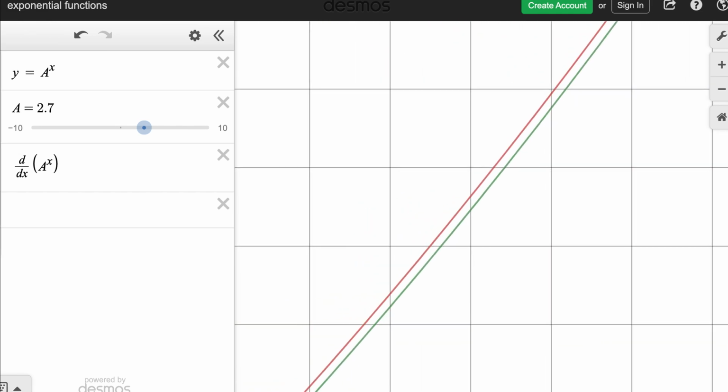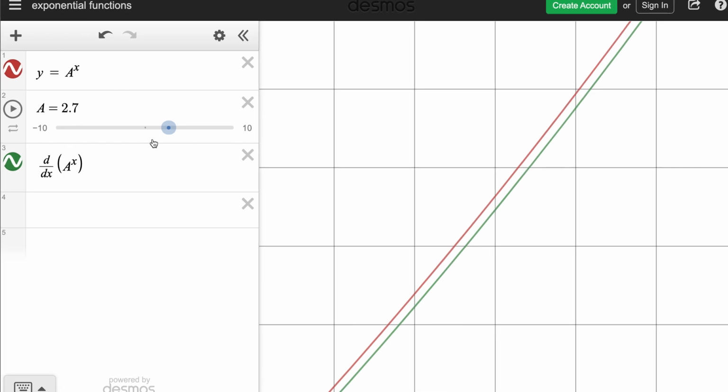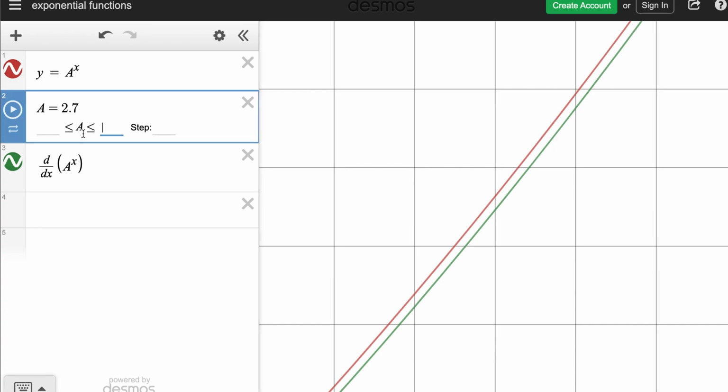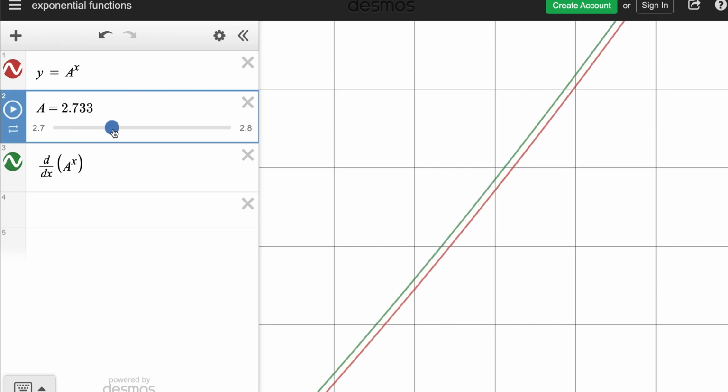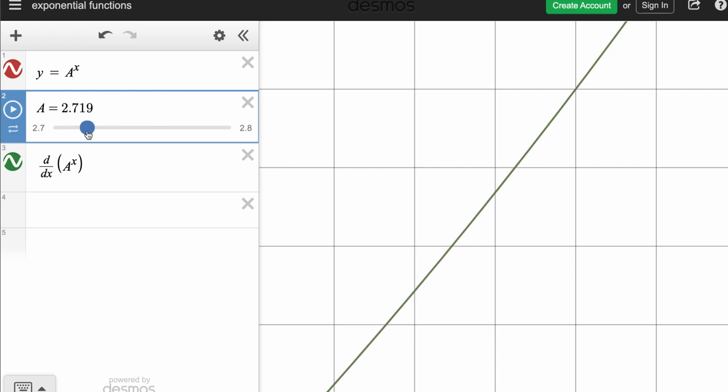Okay, so we've zoomed in a little bit. Can we find 2.7, 2.8? There's a number between 2.7 and 2.8 that allows us to match them up. Let's make these steps smaller. 2.701. Whoa, there it was. 2.718. Can we do even better?